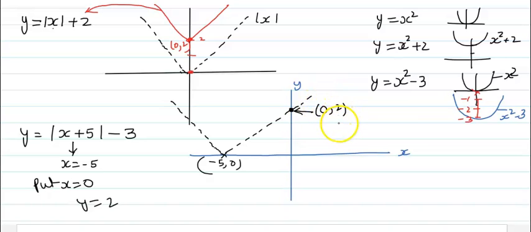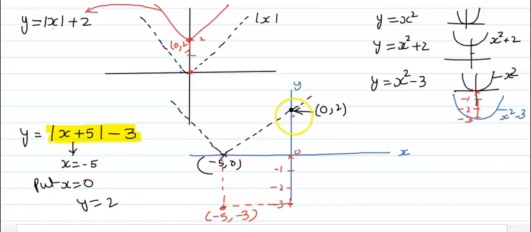But this is not what they are asking. They are asking modulus x plus 5 and minus 3. So what you need to do, this is going 3 units down. When it is going 3 units down, this is already 0, so this is minus 1, this is minus 2, and this is minus 3. So this center point is coming here, and this will be minus 5 and minus 3.